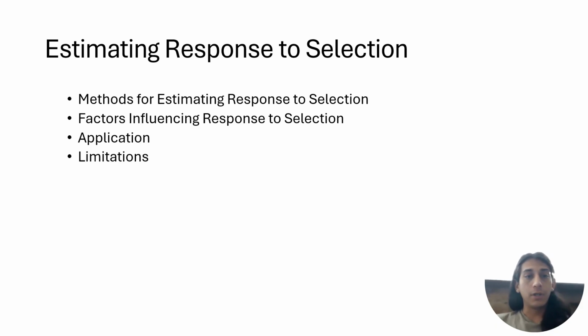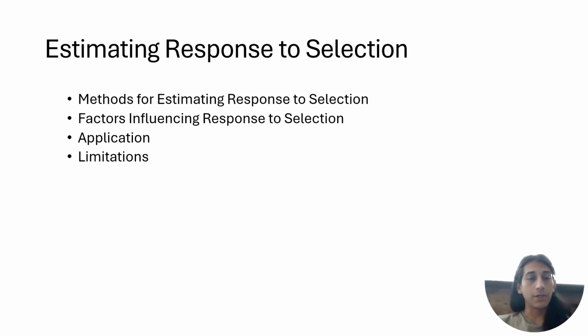So I wanted to touch up on estimating response to selection. We're going to go over this a little bit. It's a critical component of quantitative genetics and breeding programs. It involves predicting the change in a population's mean value for a trait in response to selection. So we have the selection breeder's equation, which is R equals H² times S, where R is the response to selection, H² is the narrow-sense heritability, and S is the selection differential.